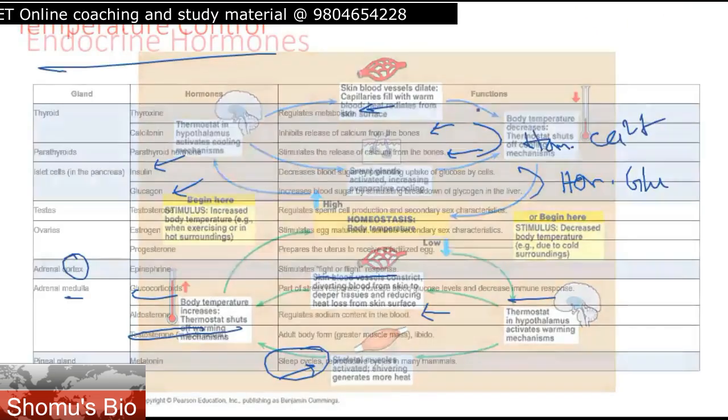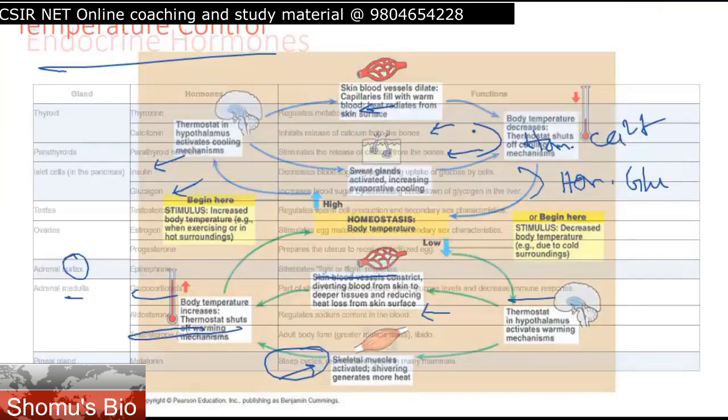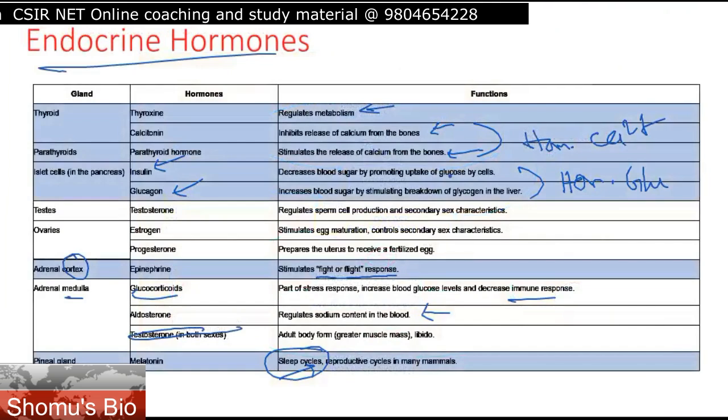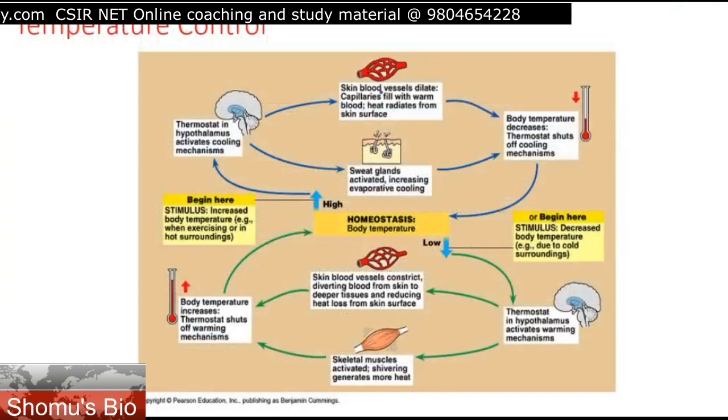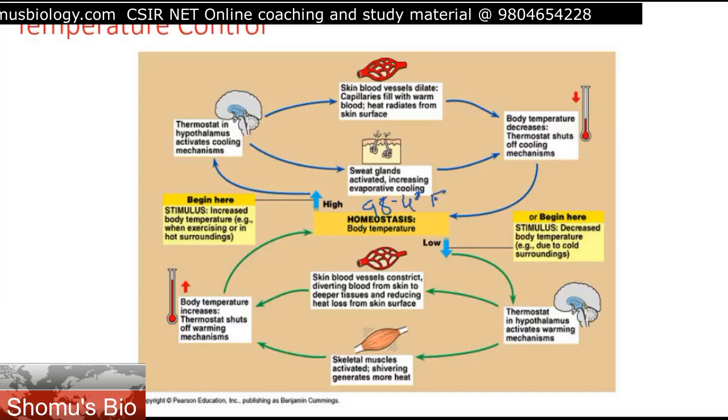So now, as we have seen the list of different hormones produced by the glands as well as their respective functions, we also need to know how exactly these hormones are involved with one another to regulate body homeostasis, and we'll see a few of the homeostasis responses and how they are regulated. Temperature control, for example: body temperature homeostasis means you have a fixed body temperature, that is 98.4 degrees Fahrenheit, or approximately 37 degrees Celsius.